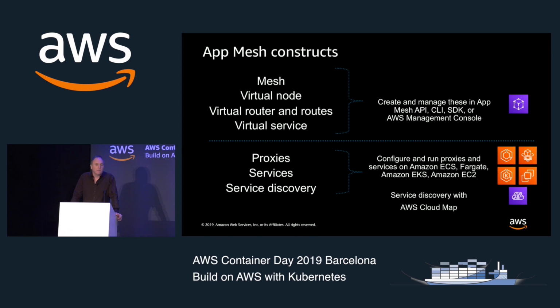So if you start, you really define a mesh. You give the mesh a name. And the mesh name is like a logical boundary for the network traffic. It's all the things that belong together, the services that belong together. But again, this mesh can span across different compute services. That's the exciting thing. Then we have a virtual node, which front-ends a real back-end service.